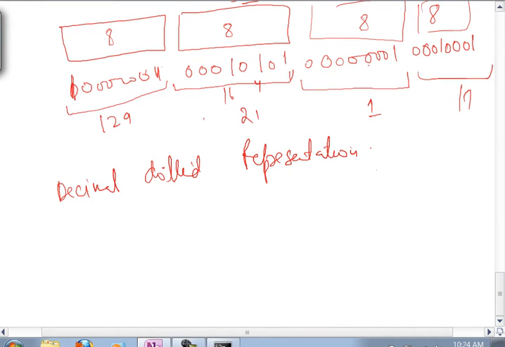So we represent this address like this: 129.21.1.17. This is called decimal dotted representation. Right? This is how we use it. We represent it in decimal dotted, because decimal is what we use all the time, so it is easy on us. But the computer will convert it into binary later on. Let it convert to binary; it will do the work itself. You getting what I'm saying?